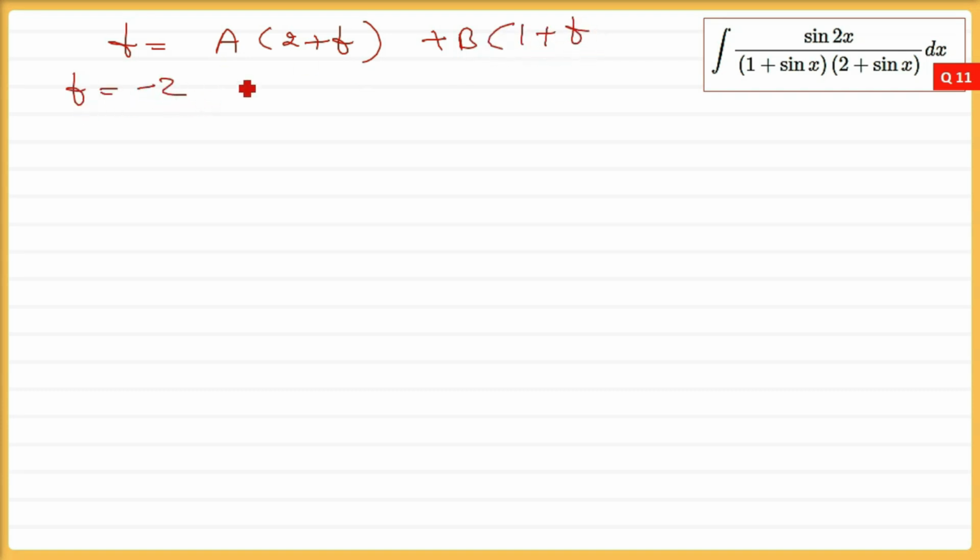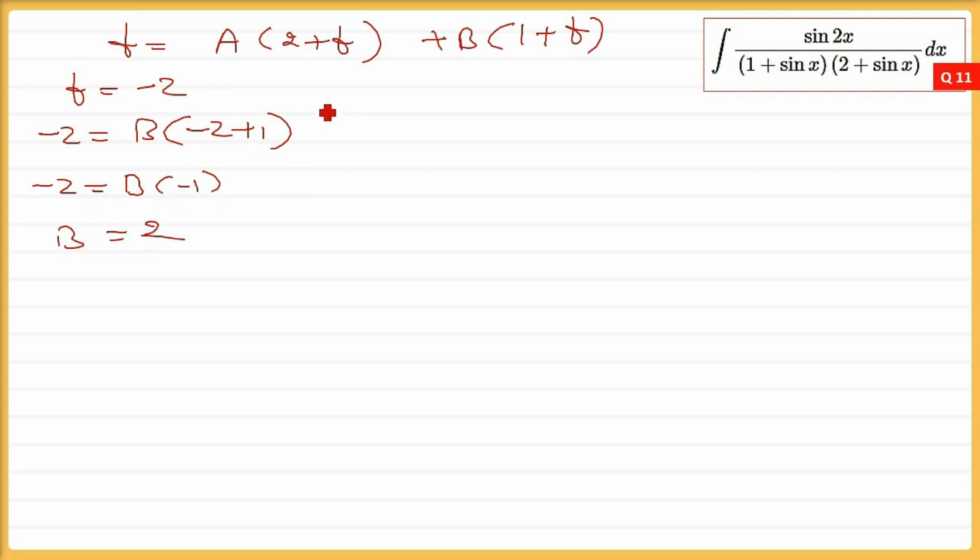So put t equals -2 first, on both sides. The a term will become 0, and b into 1 minus 2 will come, that is -2 plus 1. So -2 will be equal to b into -1. So b equals 2.